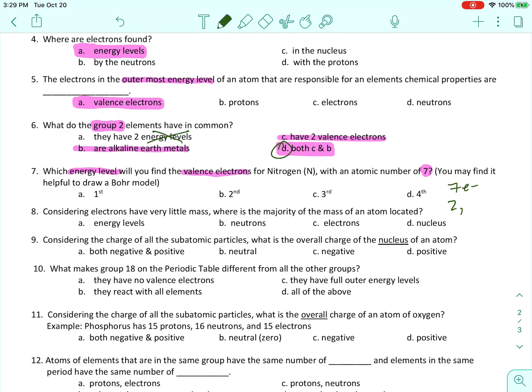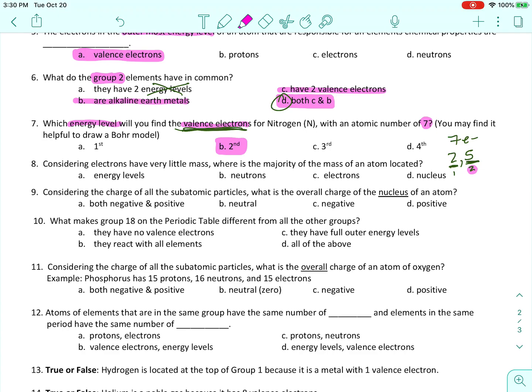How many electrons can go in the next energy level? Well, we can fit up to 8, but we've only got 5 left, because if we have 7 total and we've already used 2 of them, then we're going to have 5 electrons left. So in the first ring, we're going to have 2 electrons, and in the second ring, we're going to have 5 electrons. And then we've run out of electrons. So the valence electrons are the electrons in the outermost energy level. There's 5 electrons there, and they are in the second energy level. So 7 is B. We will find the valence electrons for nitrogen in the second energy level.